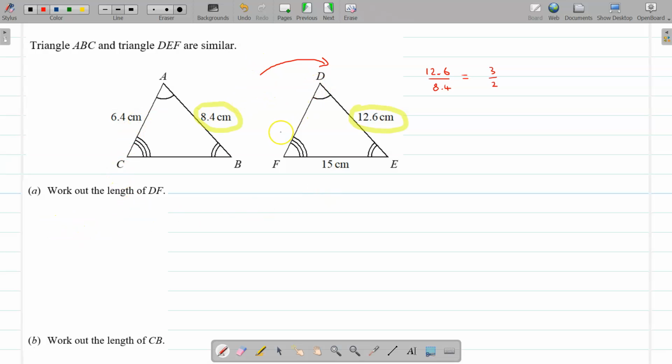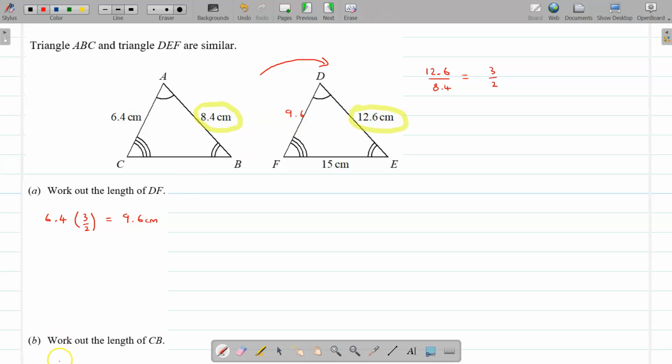I just need to multiply 6.4 by 1.5 or 3/2. 6.4 times 3/2, and that's going to give me 9.6. So that's the length of DF, 9.6. I'll put it there as well.